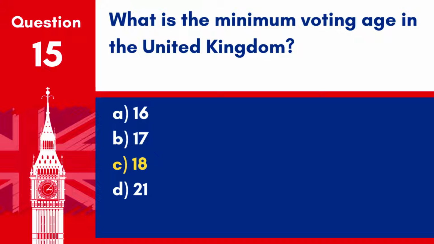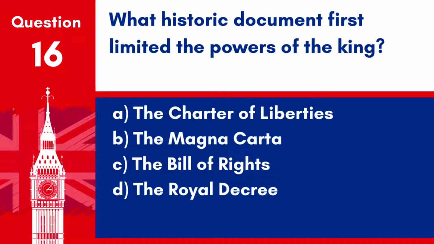Answer C. 18. The minimum voting age in the United Kingdom is 18. Question 16. What historic document first limited the powers of the King? A. The Charter of Liberties. B. The Magna Carta. C. The Bill of Rights. D. The Royal Decree.